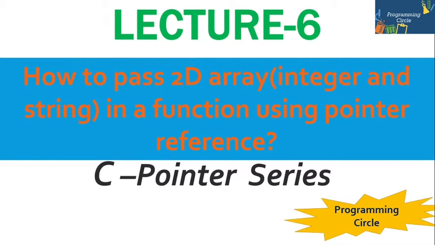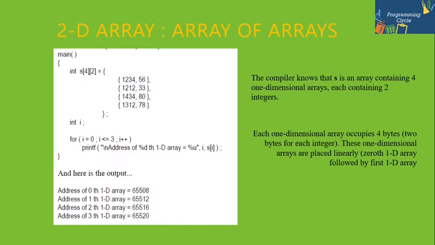Welcome to lecture 6. In this lecture, I'm going to tell you how to pass a 2D array in a function using pointer reference. I'm going to first pass a 2D integer array, and then I'm going to show you how to pass an array of strings, a 2D array of strings, in a function using pointers. So let's dive in. A 2D array is nothing but an array of arrays.